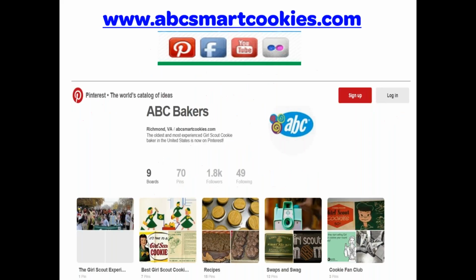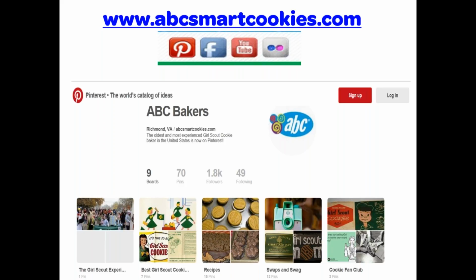Some of the resources that you can go over with your parents as well are through abcsmartcookies.com. This is where the girls set up their Cocoa account. But from here, you can actually view any of these different links that are up here at the top. There's Pinterest, Facebook, YouTube, and Flickr. ABC invites you all to utilize anything from their site to help with the cookie program.